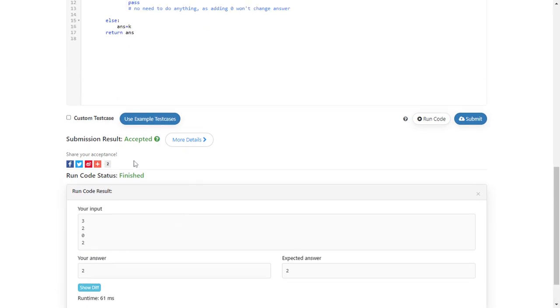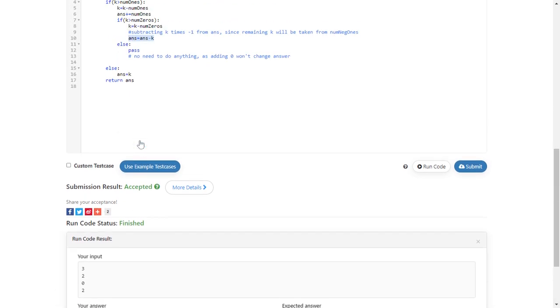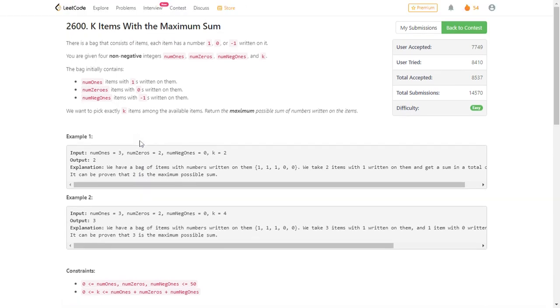Yeah, it satisfies the answer, as you can see, it's an accepted solution. Okay. So it's a very simple question for beginners. If you are a beginner, you should definitely try the first question of every LeetCode contest.